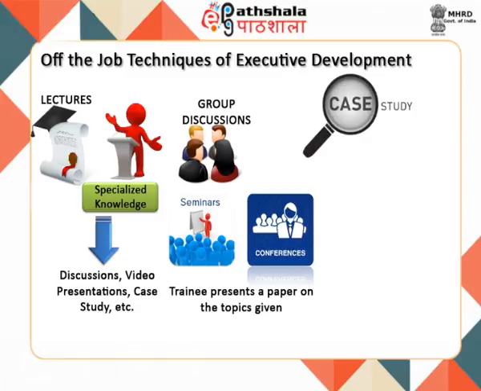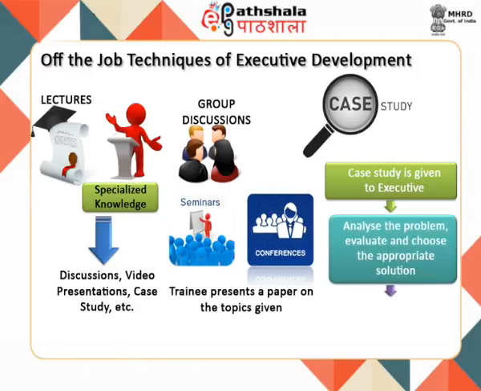Case study method. In this method, a case study is given to the executive, who aims at finding a solution for it. Executives analyze the problem, suggest and evaluate alternative courses of action, and choose the most appropriate solution. The trainer guides the discussion and ensures that no relevant fact is overlooked.